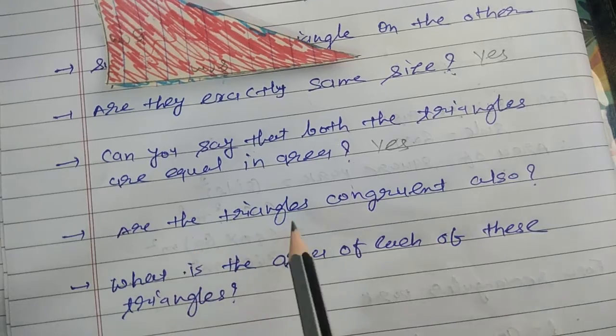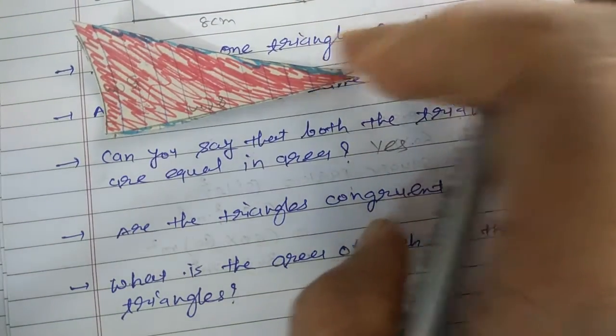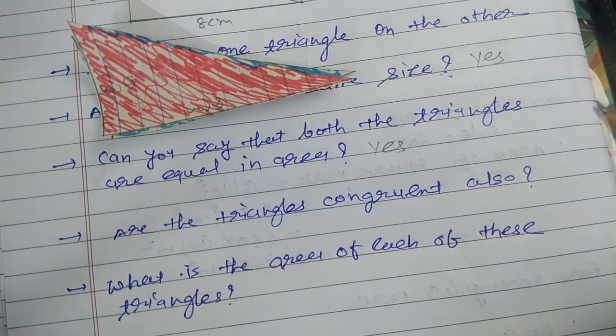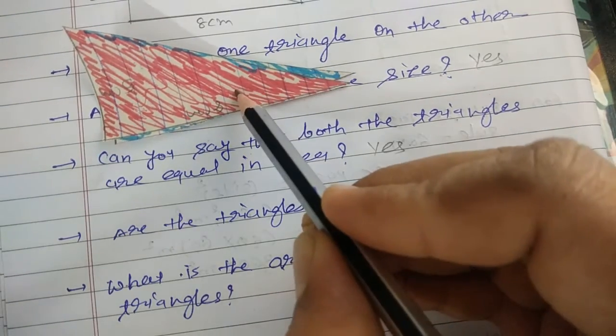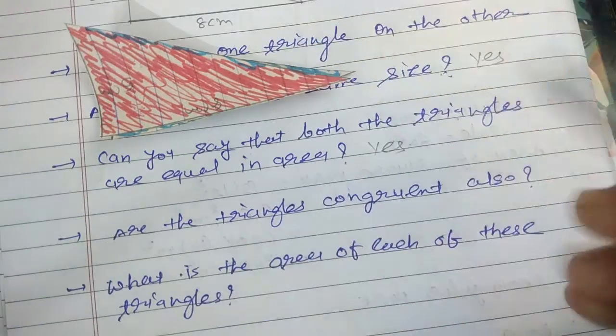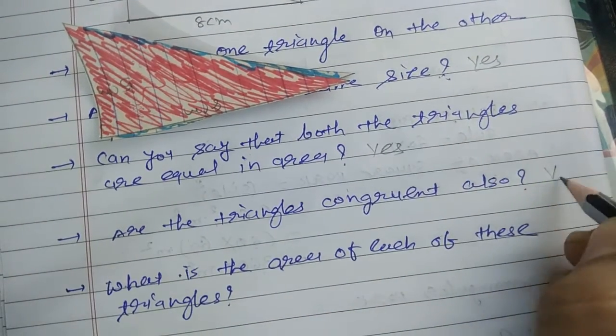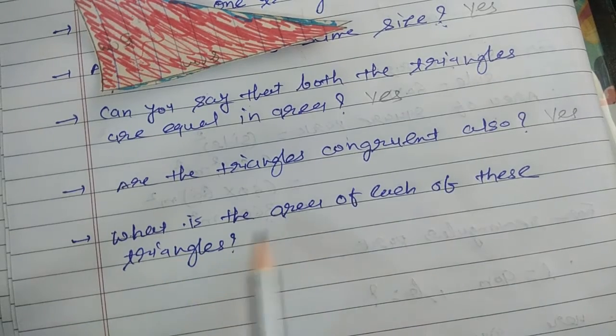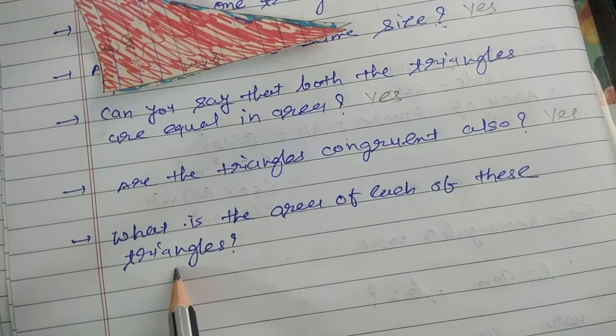Next, are the triangles congruent also? Of course we can say yes, as we know that any two figures having the same size and same shape are congruent. So yes, they are congruent. Now next, what is the area of each of these triangles?